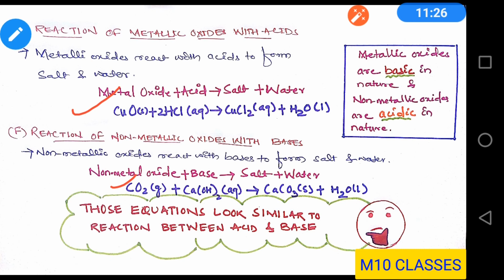Now you might remember that in a neutralization reaction, acid plus base also produces salt and water. So what is the similarity between them? It is because the metal oxide used here is basic in nature. So a basic substance with acid will produce salt and water. Again, non-metallic oxides like carbon dioxide are acidic in nature, and that is why acid plus base produces salt and water. So you have to remember this: metallic oxides are basic in nature and non-metallic oxides are acidic in nature.